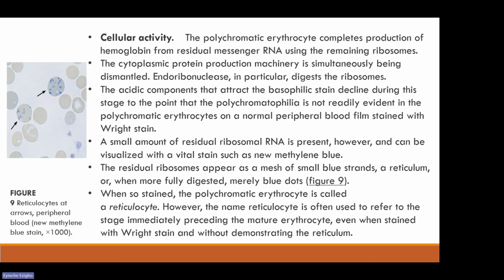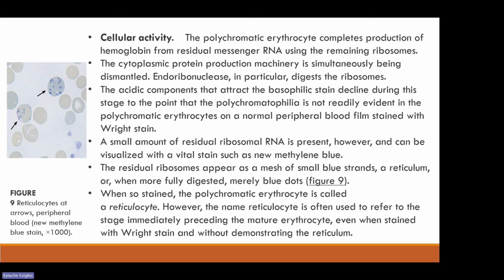So the cellular activity that is also happening in this stage of red cell maturation is that the polychromatic erythrocyte completes the production of hemoglobin from residual messenger RNA using the remaining ribosomes. The cytoplasmic protein production machinery is simultaneously being dismantled. Ribonuclease in particular digests the ribosome. The acidic component that attracts the basophilic stain declines during this stage to the point that polychromatophilia is not readily evident in the polychromatic erythrocyte on a normal peripheral blood film stained with Wright stain. A small amount of residual ribosome is present, however, and can be visualized with a vital stain, such as methylene blue.